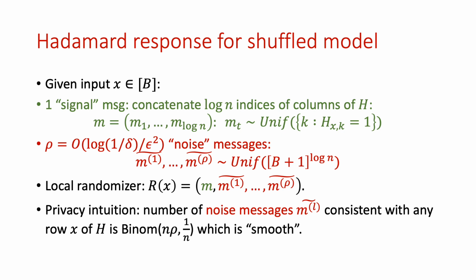Privacy is a little trickier to show, but roughly speaking, it follows because the number of noise messages, m tilde l, that are consistent with any given row of the Hadamard matrix is a binomial random variable, which is sufficiently smooth. And by consistent with the row x, what I mean is that those messages are messages that the user could have outputted if their true data point was x.